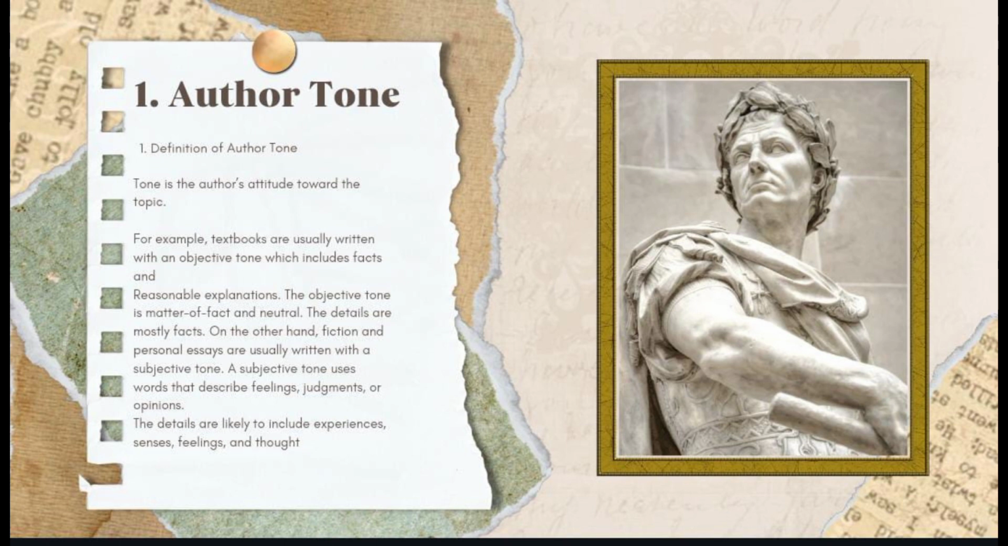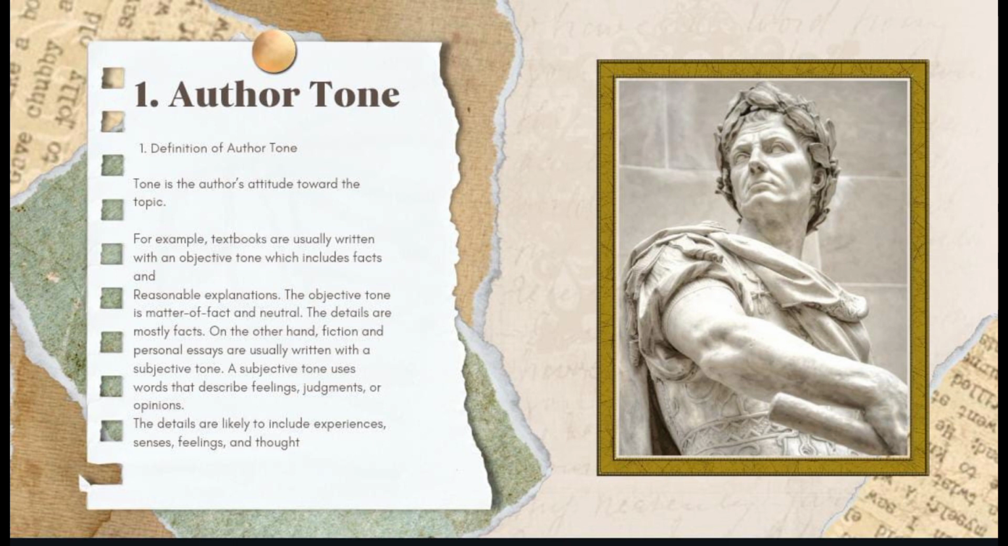The definition of author tone. Tone is the author's attitude toward the topic. For example, textbooks are usually written with an objective tone, which includes facts and reasonable explanation. The objective tone is matter of fact and natural. The details are mostly facts.